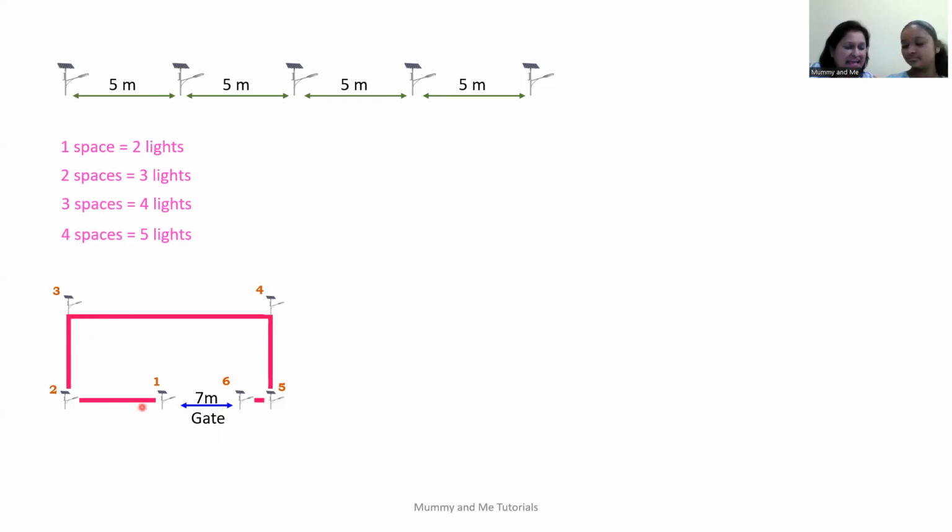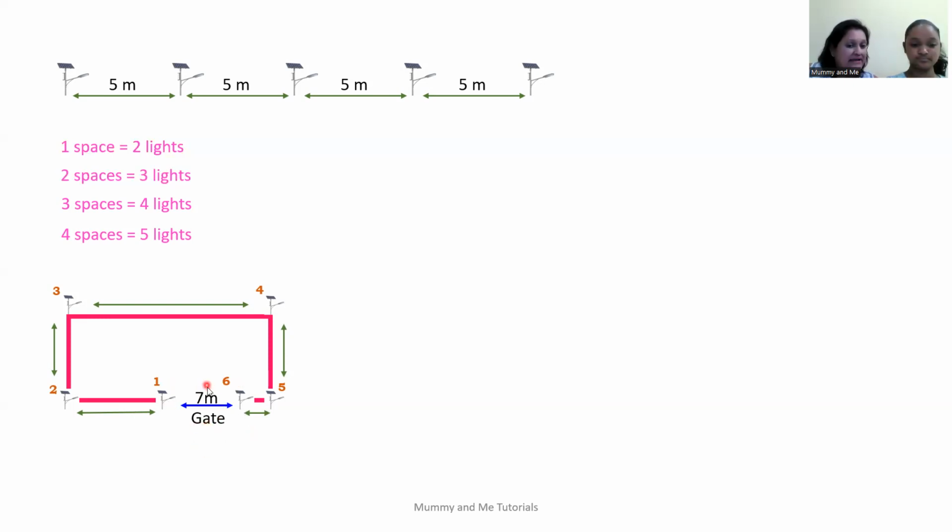All right. And if Mr. Jefferson places 6 lights on his property, how many spaces do we have between the lights? 1, 2, 3, 4, 5 spaces. Between the lights? Yes. Do we count the space of the gate?